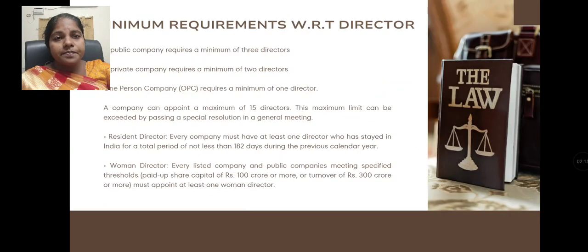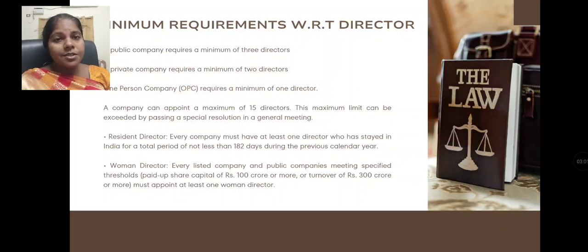Next, we will move on to the minimum requirement to be a director. In case of a public company, a minimum of 3 directors can be appointed. In case of a private company, a minimum of 2 directors can be appointed. In case of a one-person company, there would be a minimum of 1 director. The company can appoint up to a maximum of 15 directors, and it should have a resident director, which means the director should have stayed in the country for about 182 days in the previous year.